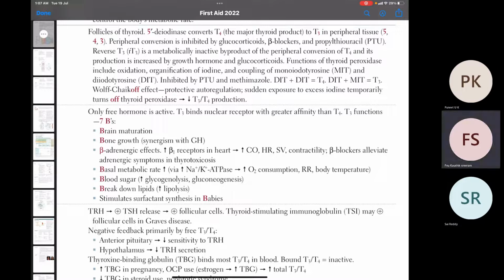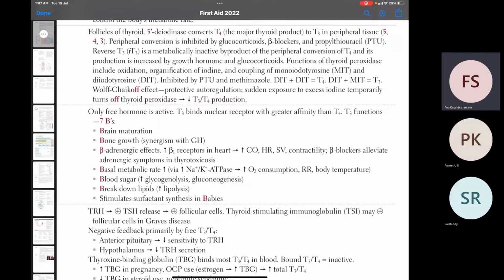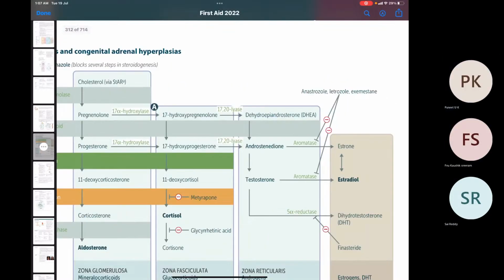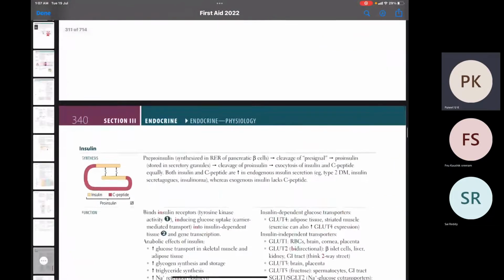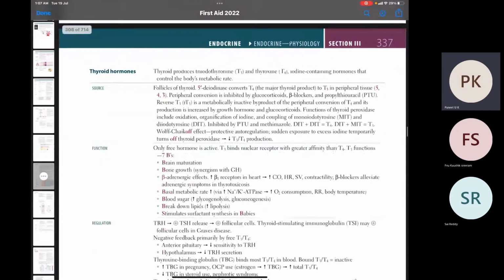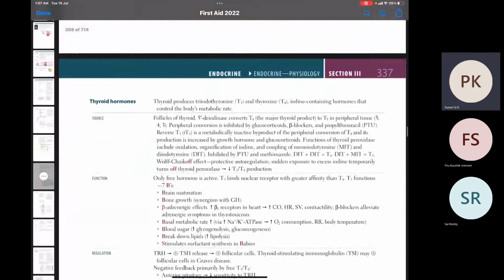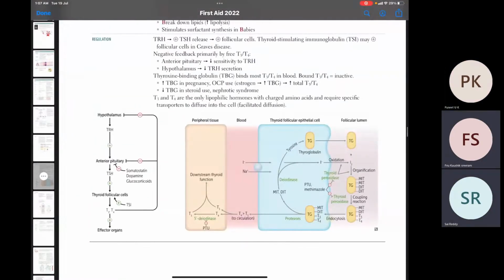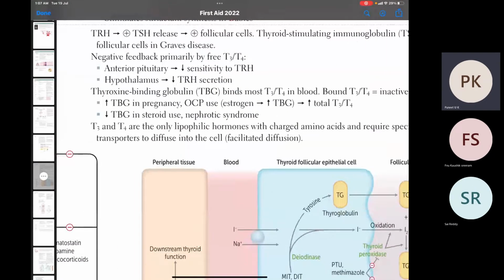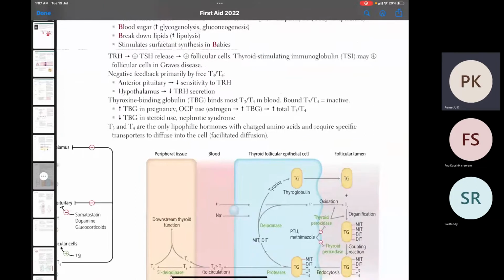So what all can inhibit deiodinase? Propylthiouracil, glucocorticoids, amiodarone, and beta blockers like propranolol. So that's basically about thyroid hormone. It made sense, no? See, I'm not sure how useful this is, but anyway, let's just read it.